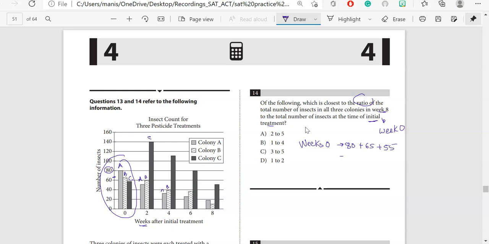That's for C. So when I add all of these numbers, my answer is 200. So in week 0 there were 200 insects over here. So let's go to week 8. Week 8. In week 8, as you can see over here, this is your week 8.